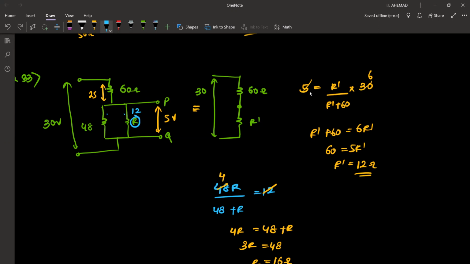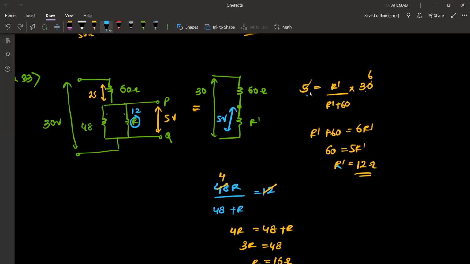Okay. Now what I'm going to do is come in reverse. Because this is 5 volts, across the equivalent also it should be 5 volts. Is it clear, Shahama? If it is 5 volts here, because these two are in parallel, across the equivalent also it will be 5 volts. But here I can apply the potential divider equation. So what is the potential divider equation? 5 equals R dash over R dash plus 60 into 30. Now find R dash.